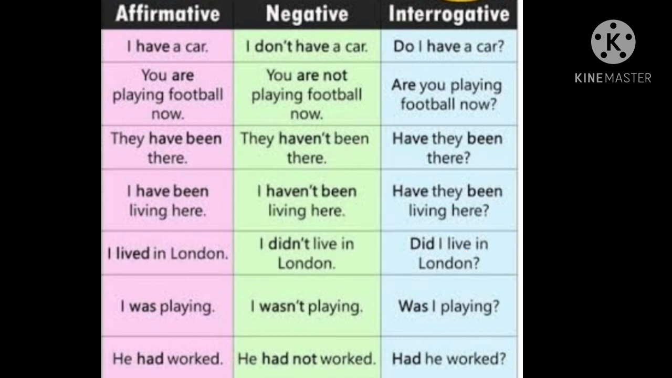Next is: I was playing. The helping verb is already given. So we just have to put not in the negative, and in interrogative put it before the subject. I wasn't playing. Was I playing? And no change in the main verbs. Next is: he had worked. Negative will be: he had not worked. Interrogative: had he worked?